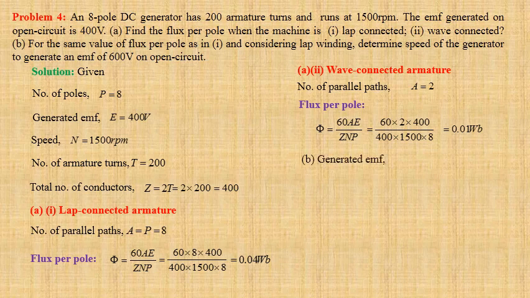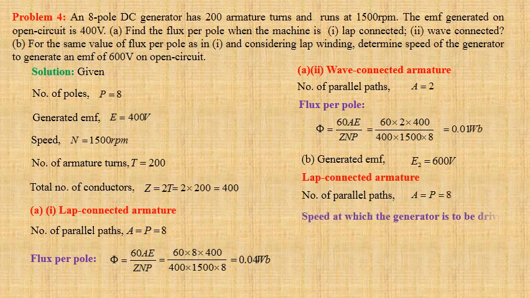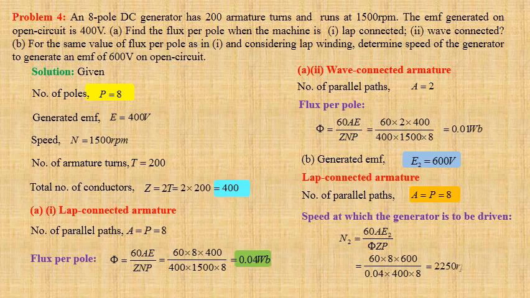When generated EMF E2 equals 600 volts and the armature is lap connected, number of parallel paths A equals P equals 8. Speed at which the generator is to be driven N2 equals 60AE2 divided by ϕZP, that is equal to 60 into 8 into 600 divided by 0.04 into 400 into 8, that gives us 2250 RPM.